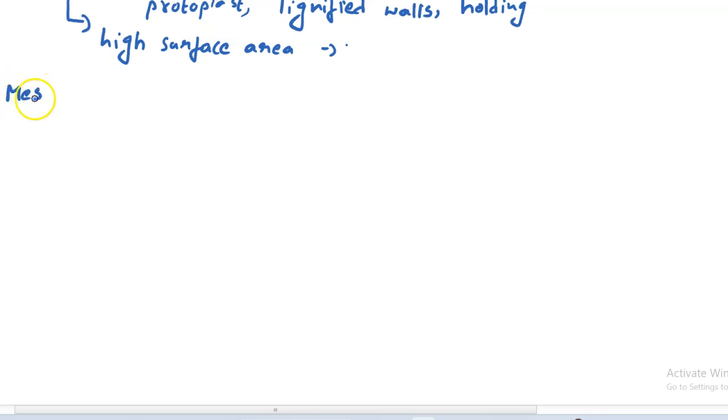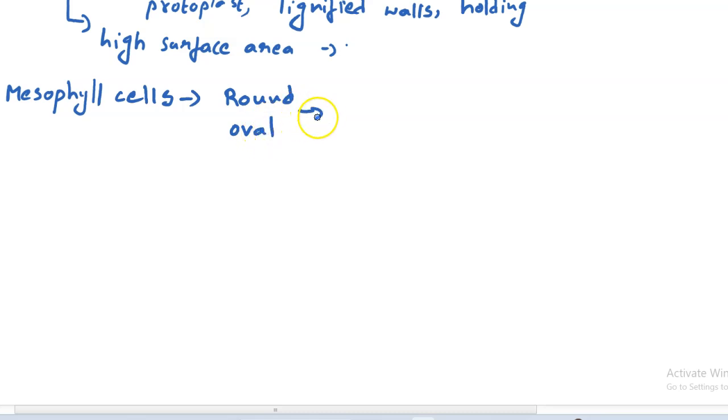Mesophyll cells. These are mesophyll cells that are given in the image. They appear to be round and oval. That is, these are irregular. So these cells form part of the parenchyma tissue that is present beneath the leaf.